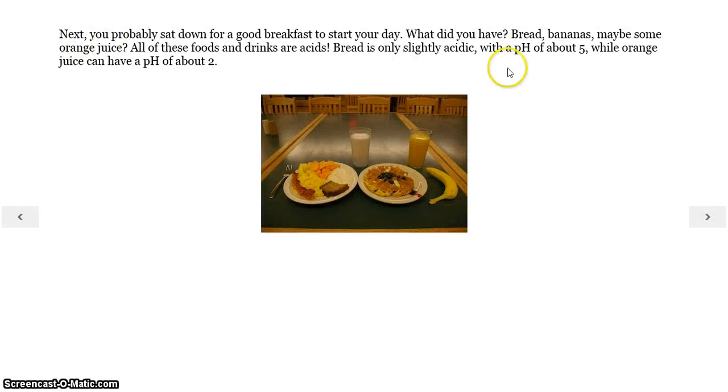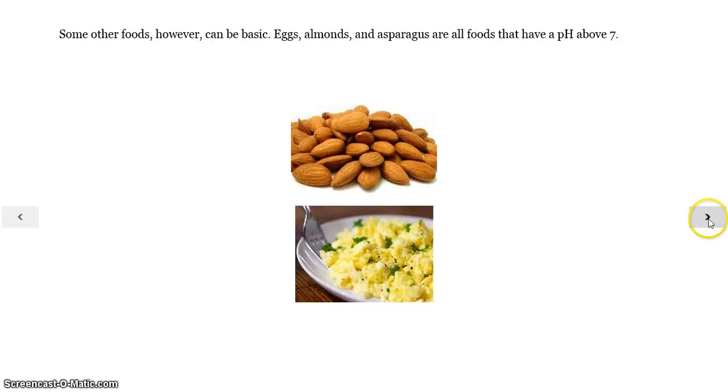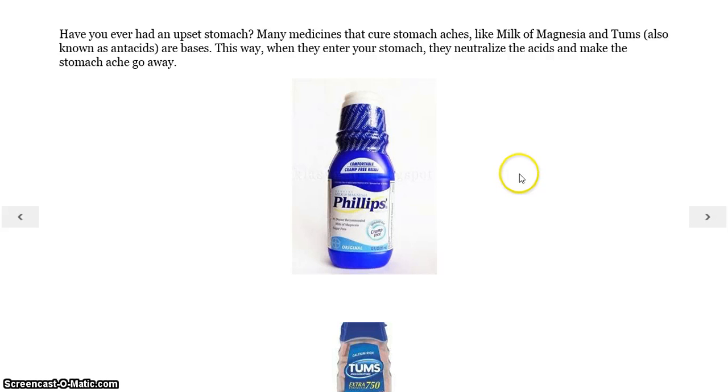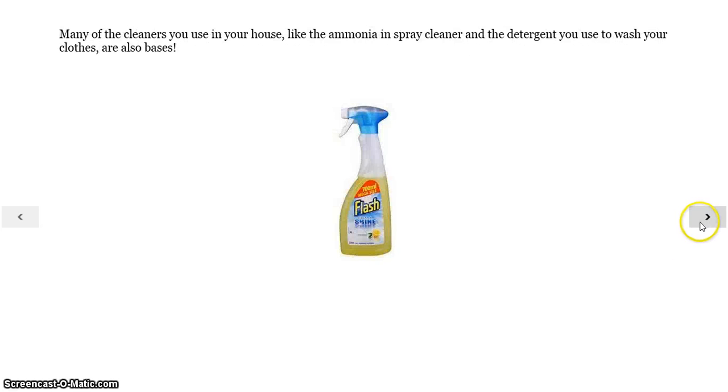And on some pages, I just found pictures online. A lot of times I talked about what their pH is, and I tried to pick things that I thought they would see every day. So I went with some foods, I went with some snacks, I even used milk, magnesia, and Tums because I'm sure they've had a stomach ache at some point during their lives.